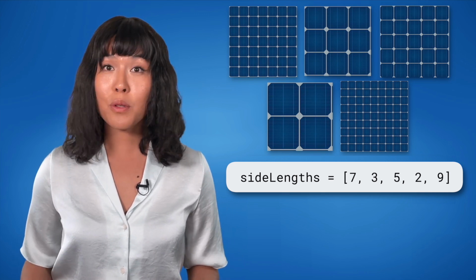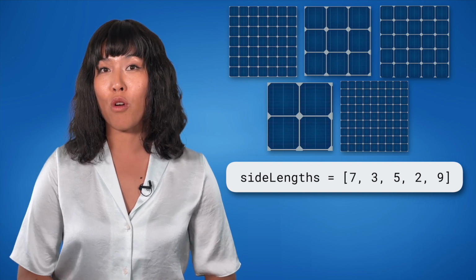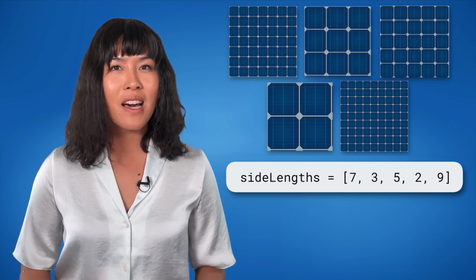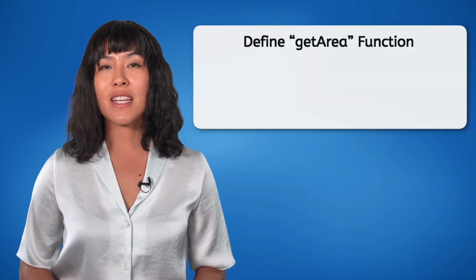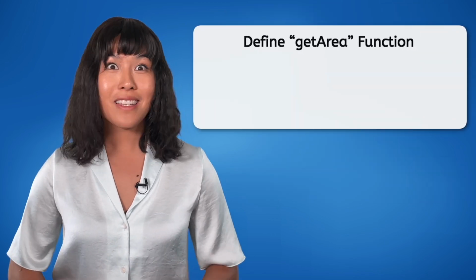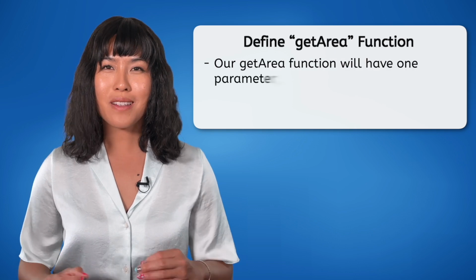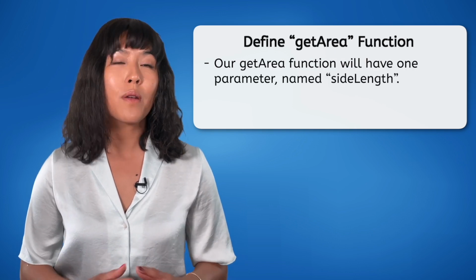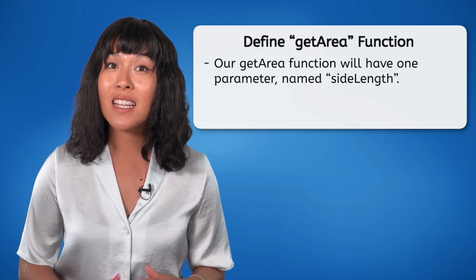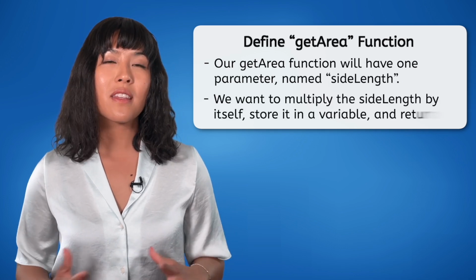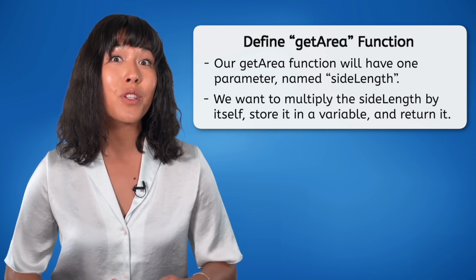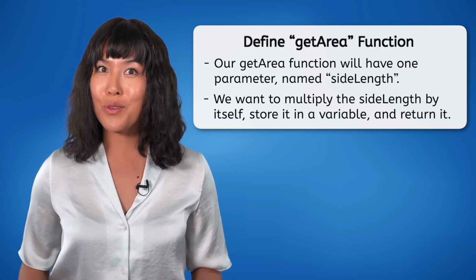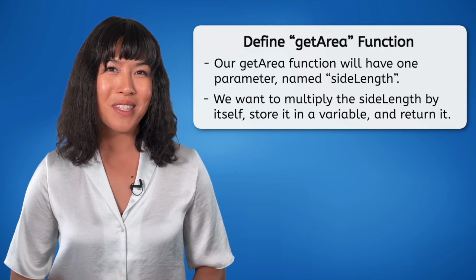Since we have multiple calculations that we have to perform multiple times, let's break down the problem into parts. First, we need a function to calculate the area. Let's define one now. Our getArea function will have one parameter named side length. We want to multiply the side length by itself, store it in a variable, and return it. Try writing this code yourself in your guided notes.